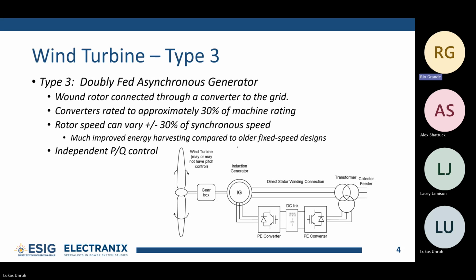So type 3 is a DFIG, a doubly fed asynchronous generator. It's got two paths to the system connection. It's got an induction generator that has a direct stator connection to the grid, and it's also got a back-to-back power electronics converter that has a capacitor on the DC leg. So it's got these two connections to the system. It's a unique device in that it has some machine attributes because of the direct induction generator connection, but it also has a whole lot of IBR aspects to it as well.